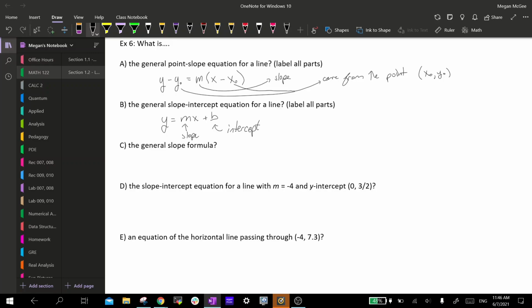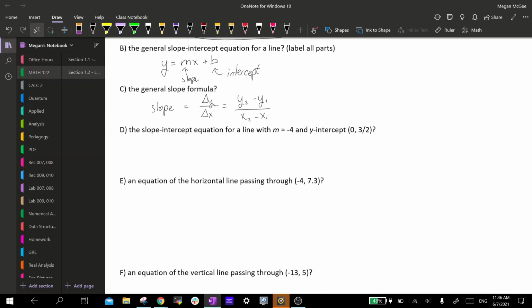All right, the general slope formula, let's go ahead and write that as our difference quotient. If we remember, it's the change in y over the change in x. And so we have y2 minus y1 over x2 minus x1. And that's our difference quotient.